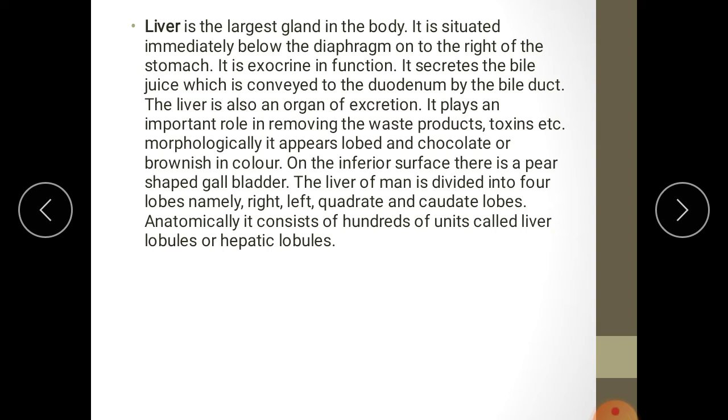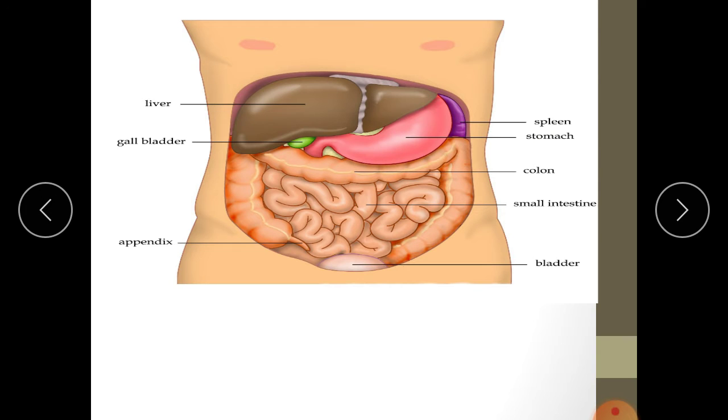So urea is formed in the liver. Urea is formed by the combination of ammonia and carbon dioxide that takes place in the liver. So many substances are excreted from the liver. Therefore liver is also called an organ of excretion. It plays an important role in removing waste products, toxins, etc. Morphologically, it appears lobed and chocolate or brownish in color.